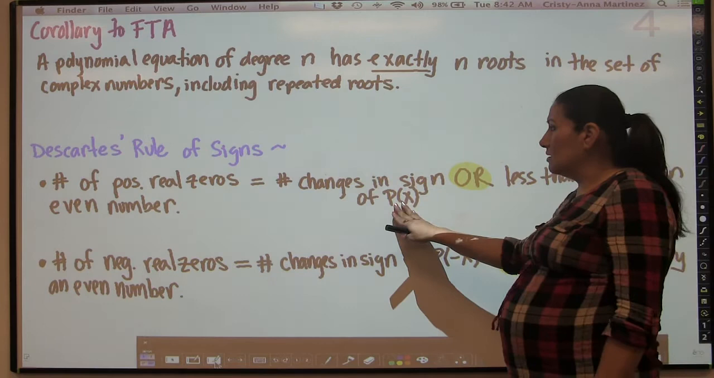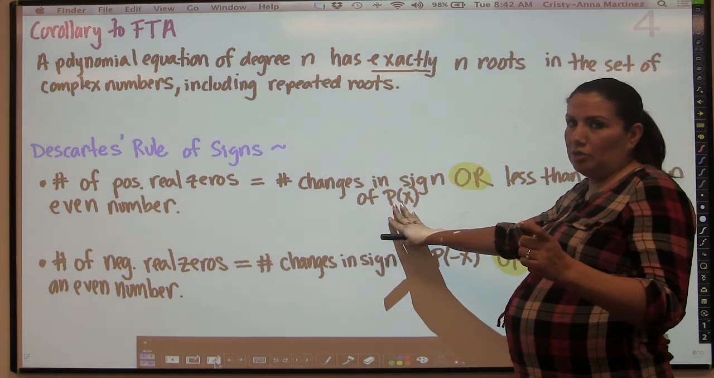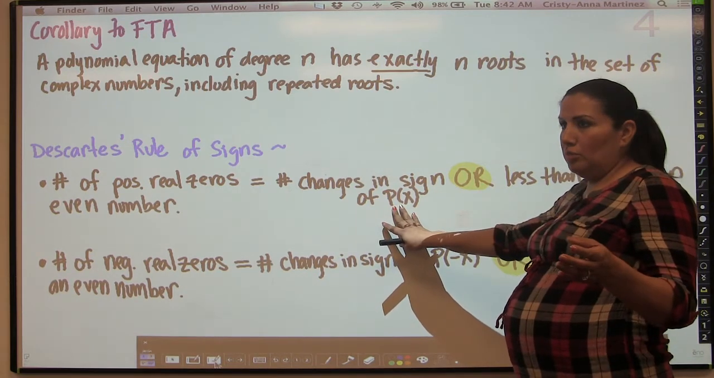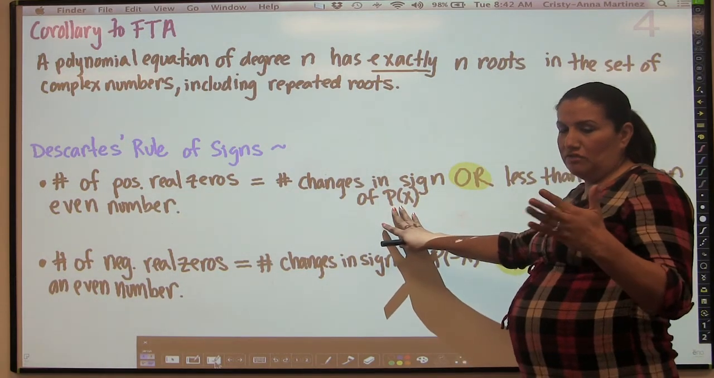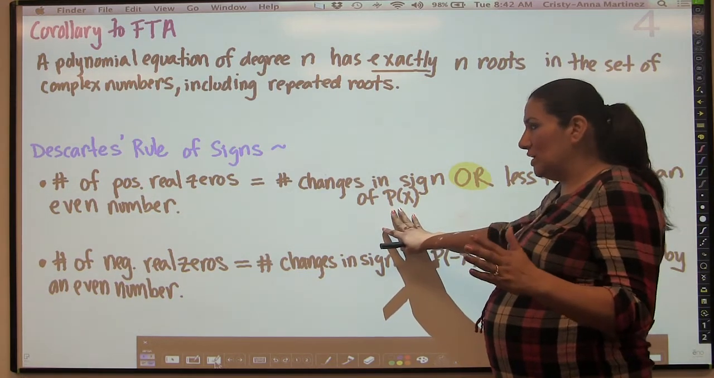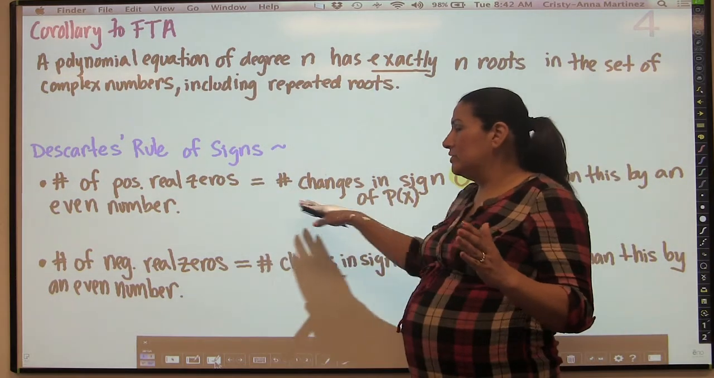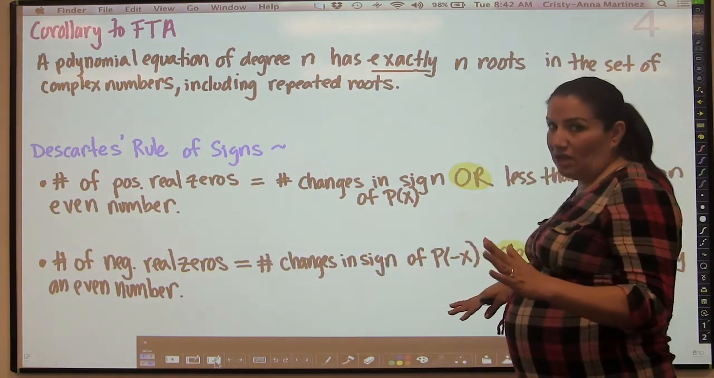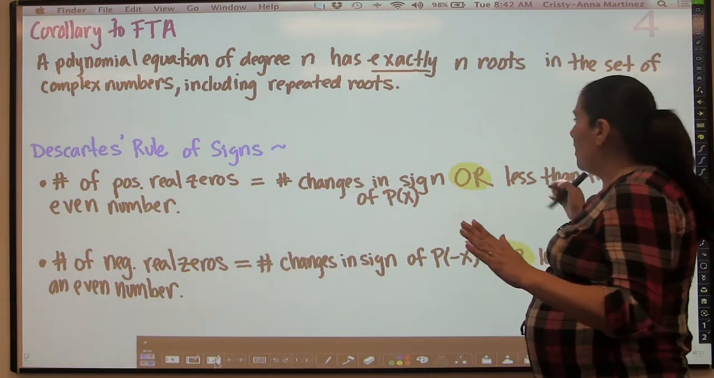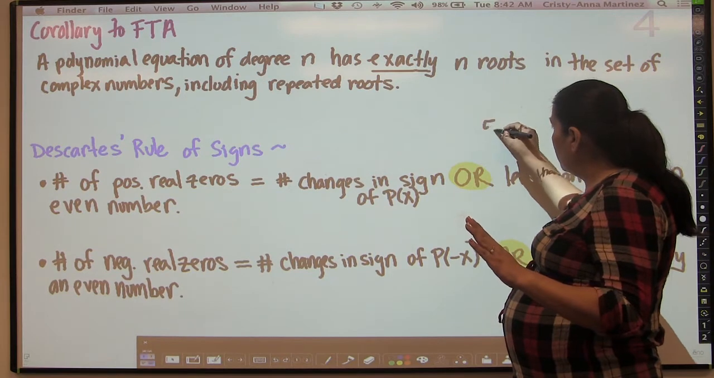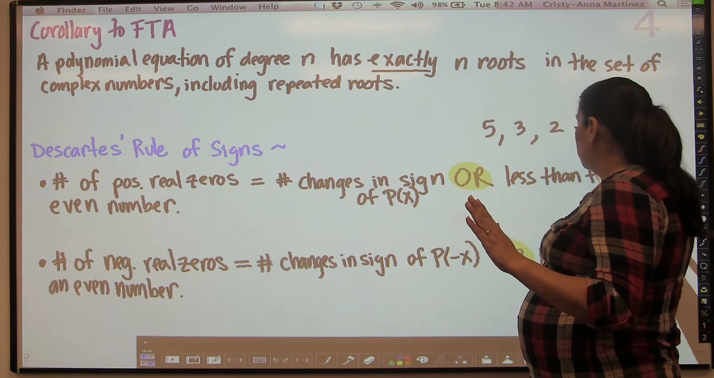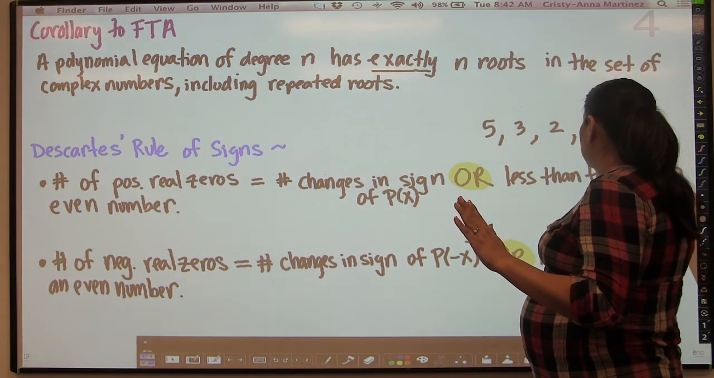Sign changes are basically how often the terms in the polynomial change from positive to negative. So let's suppose that in one of the polynomials there are 5 sign changes. It changes from positive to negative 5 times. If that happens, what Descartes noticed is that the number of positive real zeros is going to be equal to 5, or it's going to be less than 5 by an even number. So that would mean that there's either going to be 5 positive zeros, or 3 positive zeros, or 2 positive zeros, or no positive zeros.